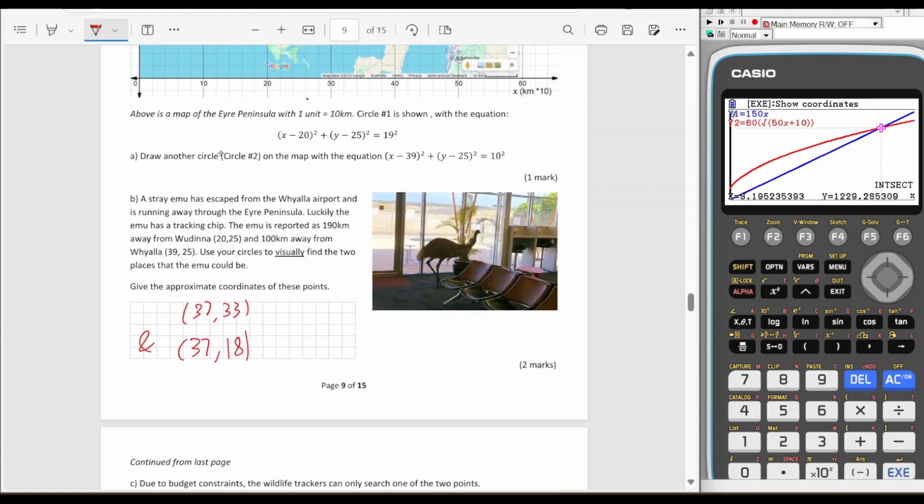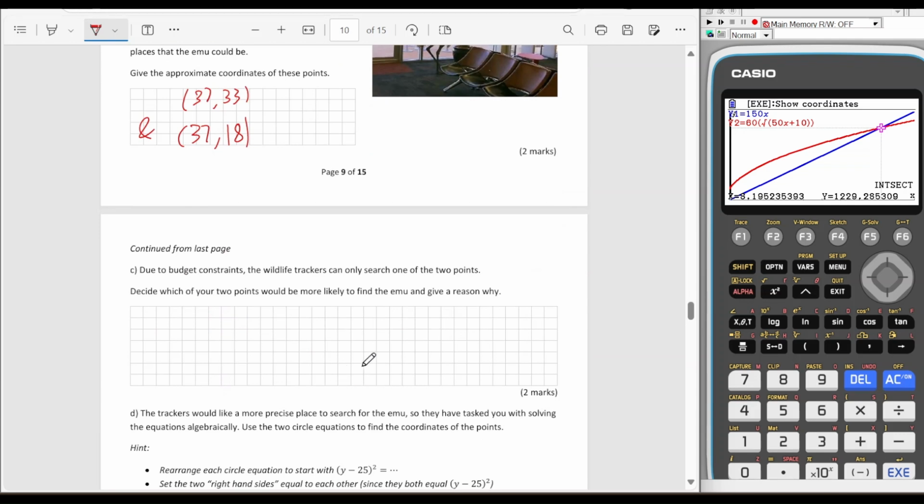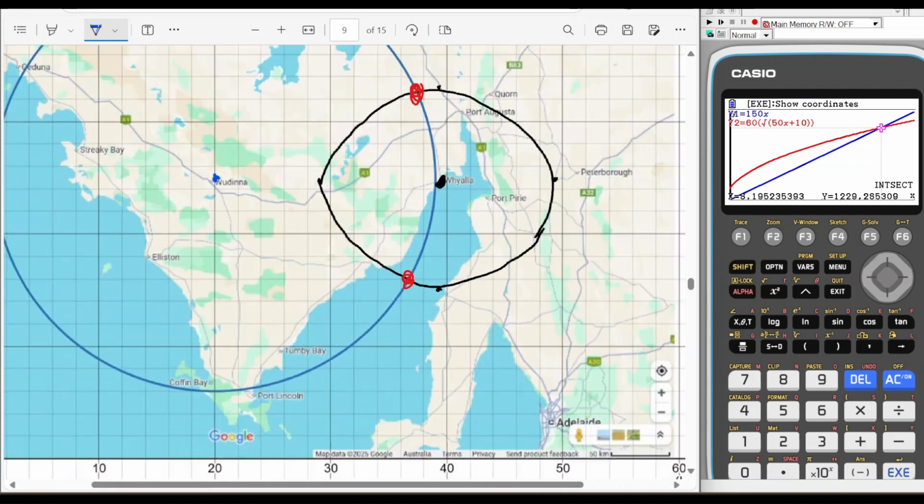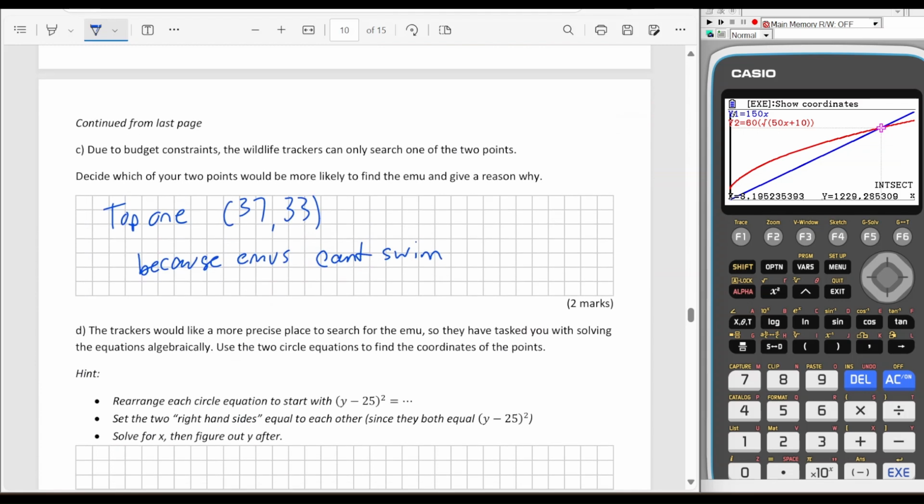All right, groovy. So which of your 2 points do you think the emu is going to be? It will probably be in the top one, so 37, 33, because emus can't swim. I think they can't swim. Anyway, they wouldn't swim out that far. That bottom point's in the ocean. Emu's not going to be there, unless it's boarded the ferry or something, which is terrifying.